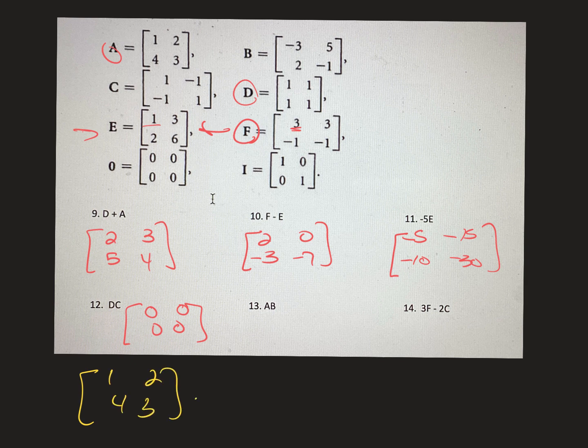Make sure you put matrix A first. Matrix B is negative 3, 5, 2, negative 1. And again, they're both 2 by 2s, so I know I'm good. Just going to multiply and add here. And again, I'm going across the first row, down the first column, across, down.